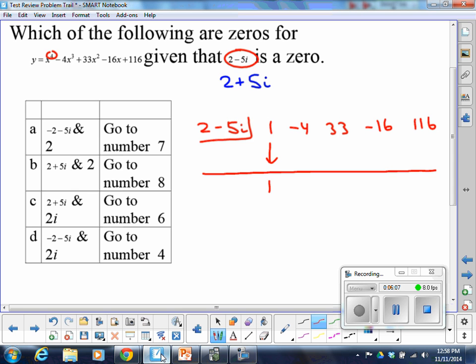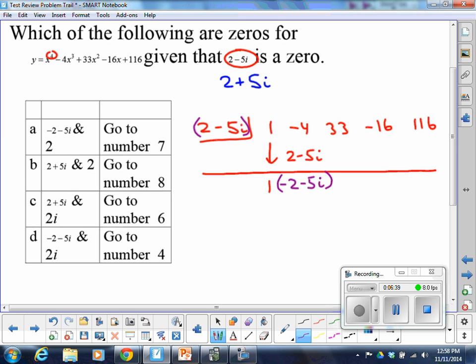So I would have to bring down the 1, and then we're going to multiply 1 times the 2 minus 5i. Here's where it's going to get a little messy. Actually this first step, we're just adding those two together. So I'm going to just do the -4 plus 2 minus 5i. That should get you -2 minus 5i. Now here's where it's getting a little messy, because I need to take that and multiply it by the thing that was in the box, the zero over there. So that's when you're going to want to use your calculator.